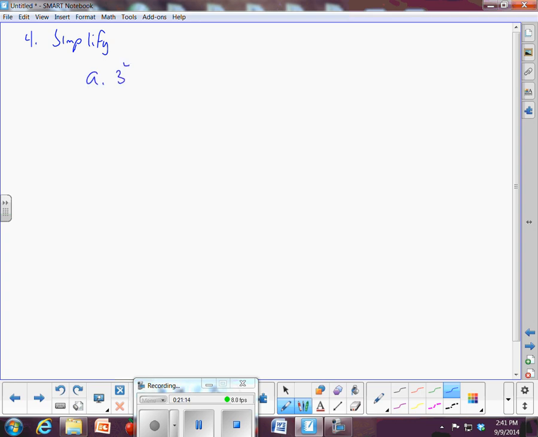A, 3 to the 4th power. So the base is 3, the exponent is 4. Okay, so for your work on these, go ahead and expand it. 3 times 3 times 3 times 3. And how do you multiply? Well, you have to do two things together. So 3 times 3 is 9. You can also, if you want, do this 3 times this 3 and get 9. Final answer, 9 times 9, 81.